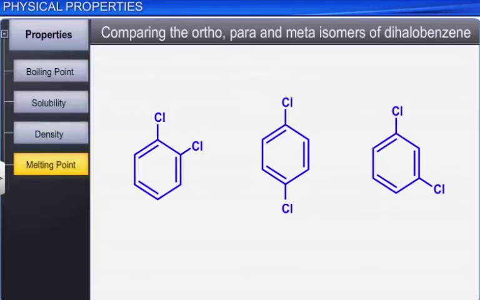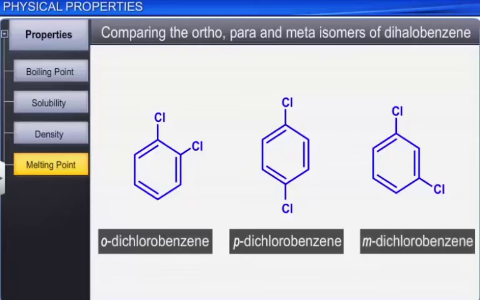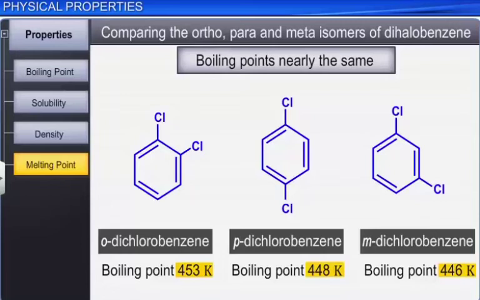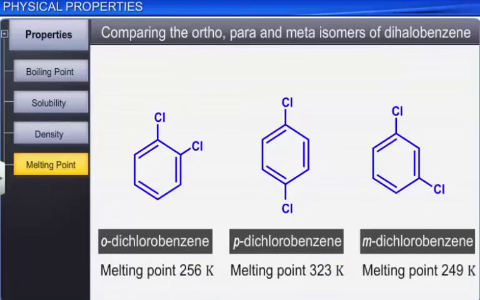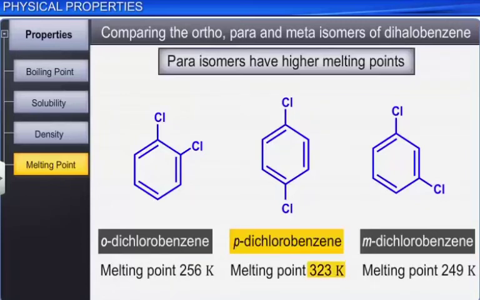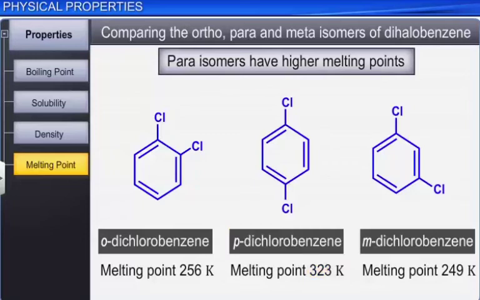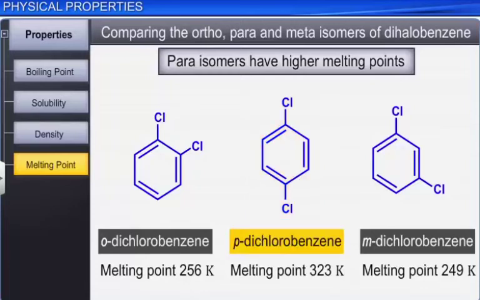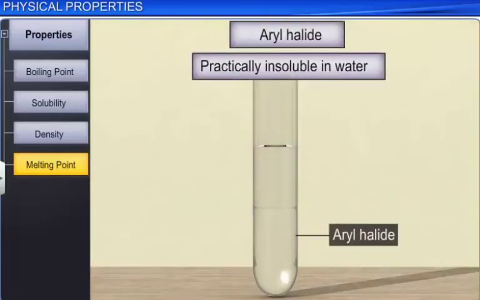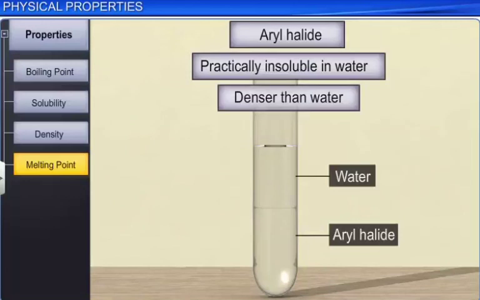We should make special note of the isomers of dihalobenzenes. If we compare the ortho, para, and meta isomers of dichlorobenzene, we see that their boiling points are nearly the same. However, the para isomers have higher melting points. The greater symmetry of the para isomers fits better into the crystal lattice, making the para isomers melt at relatively high temperatures. Aryl halides are practically insoluble in water and are denser than water.